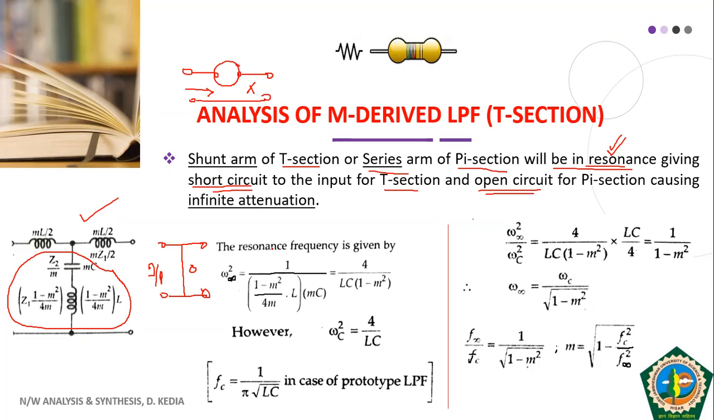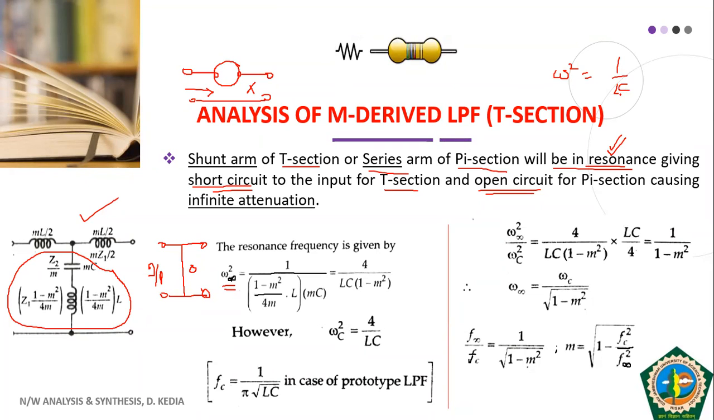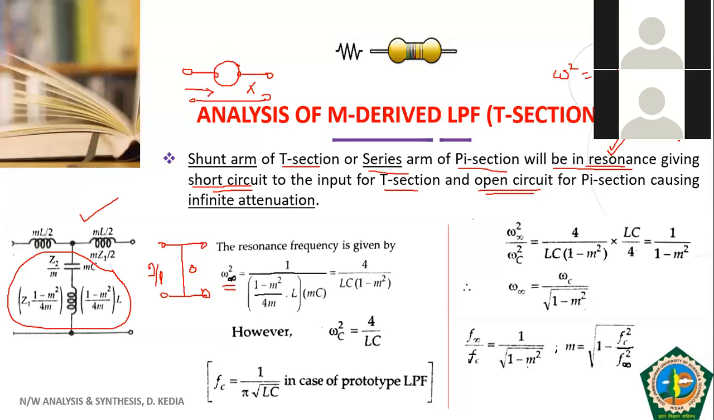Okay, so as I told you, this omega infinity is nothing but the frequency at resonance phenomena. In T section, this shunt arm has two components, L and C in series, and in resonance. And we know that during resonance, we have this expression: omega square is equal to 1 by LC. Okay, omega square equal to 1 by LC.